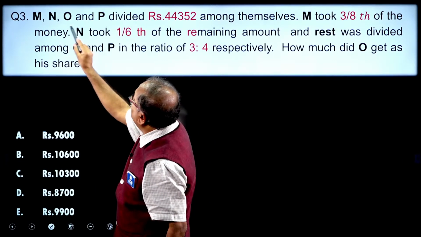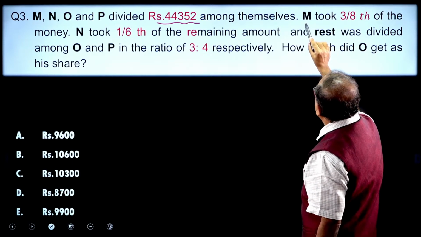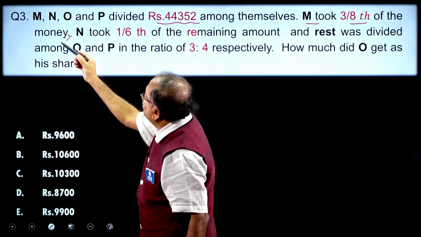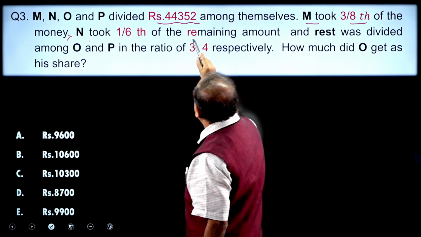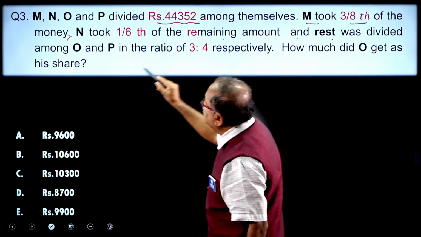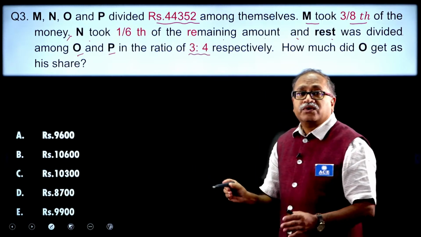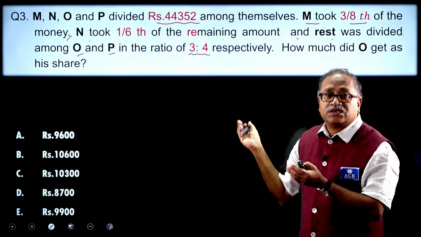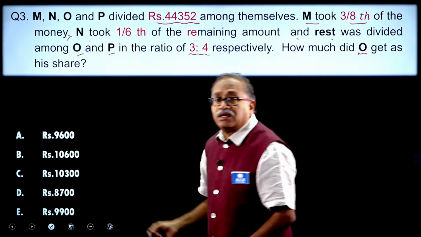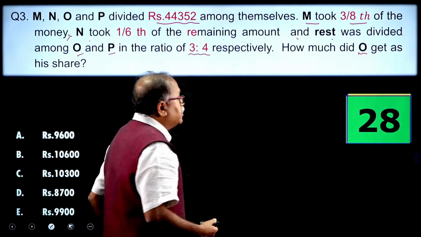Now, here M, N, O and P divide this much of money among themselves. M gets 3/8 of the money, N gets 1/6 of the remaining amount, and the rest was divided between O and P in the ratio of 3:4. So, how the money is distributed is given there. Now, how much does O get as his share? Is it not a prelim level question? Your 30 seconds starts now, my dear friend.